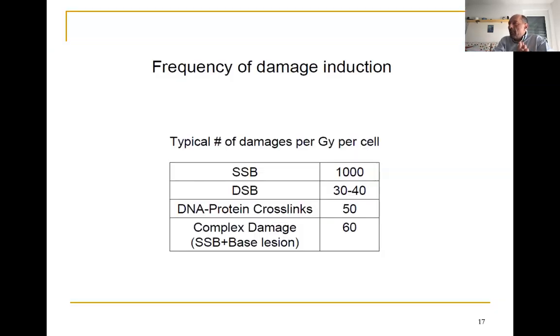So how many of these do we have now? Just to give you typical numbers, per gray we have about 1,000 single-strand breaks, and about 30, 40, maybe even 60 double-strand breaks. We have DNA-protein cross-links, about 50, and the complex damage, like single-strand breaks plus base lesions, are about 60.